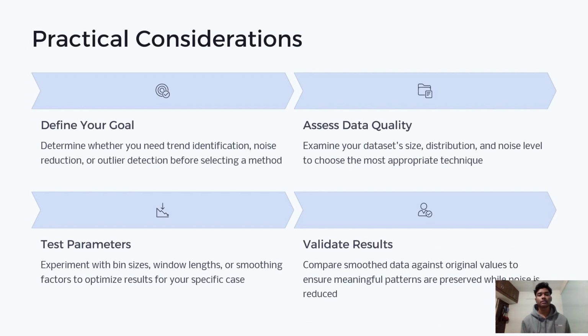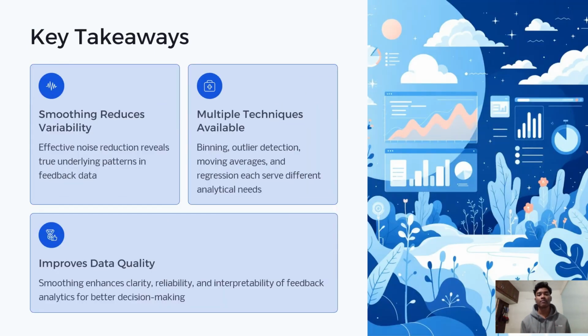Now, the key takeaways to summarize: data smoothing reduces noise and makes patterns clear. We have multiple methods like binning, outlier detection, moving average, exponential smoothing, regression, and LOESS. Selecting the right method depends on your data and your goal. Smoothing improves clarity, accuracy, and decision making in feedback analytics.